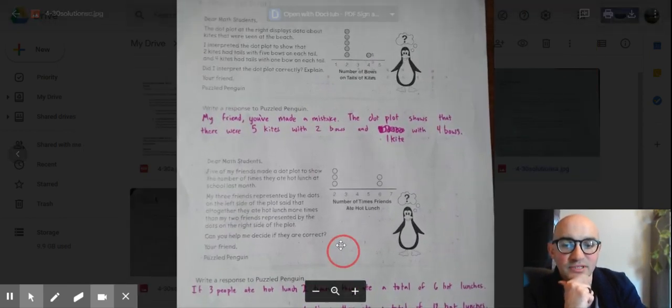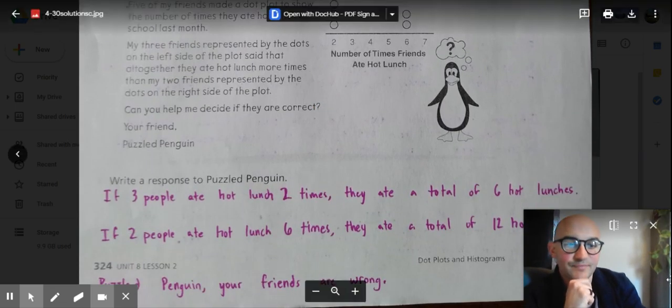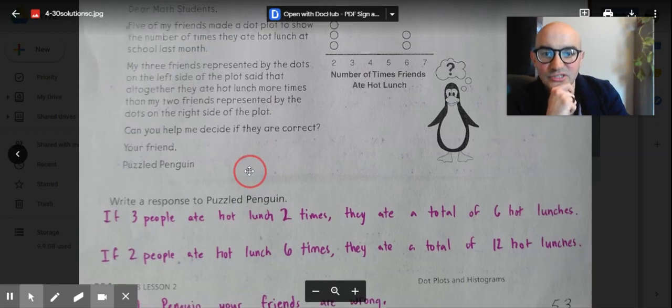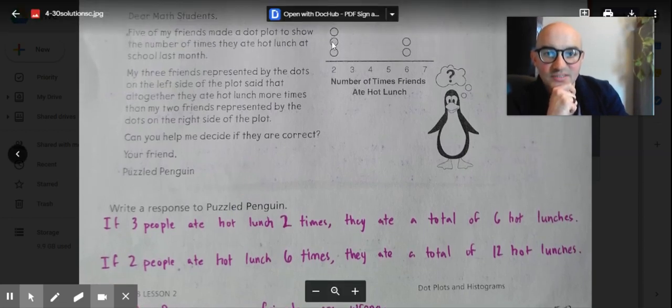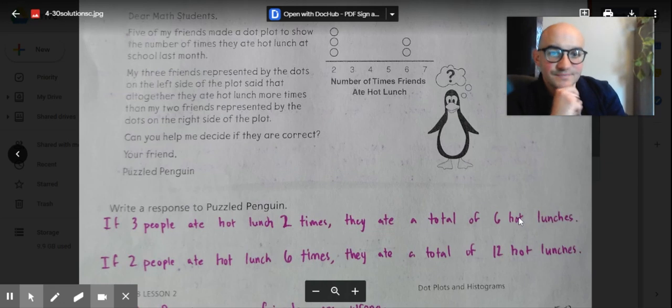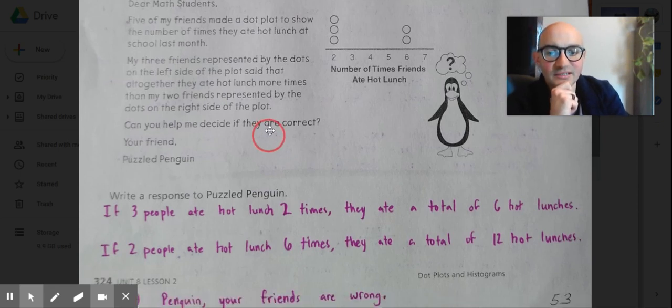The way we do this is really straightforward. Okay. So my response is this. If 3 people ate hot lunch 2 times, which is what this data says, 1, 2, 3 people ate hot lunch 2 times, then they ate a total of 6 hot lunches. Of course, 2 times 3 is 6. If 2 people ate hot lunch 6 times, here are my 2 with 6 times, they ate a total of 12 hot lunches. So, to answer his final question, can you help me decide if they're correct?